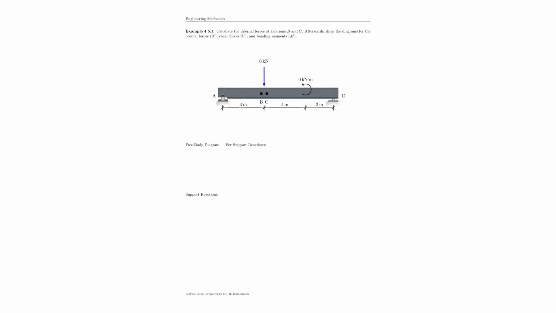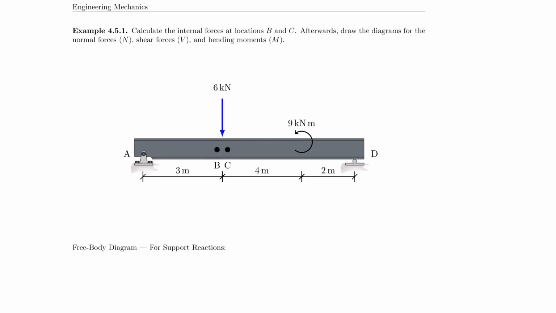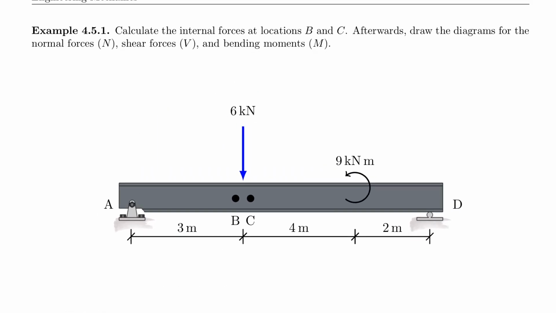All right, so we have our first beautiful internal force diagram problem here in front of us. Let's take a closer look and understand what we are supposed to do. So first of all, we have to calculate the internal forces at location B and C. That is indicated by these dots here. Those are not hinges or anything. This is just identifying the location.